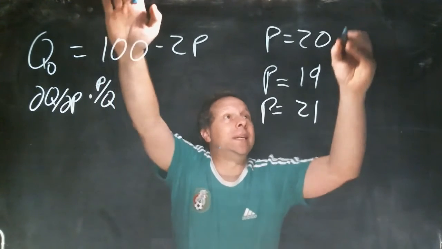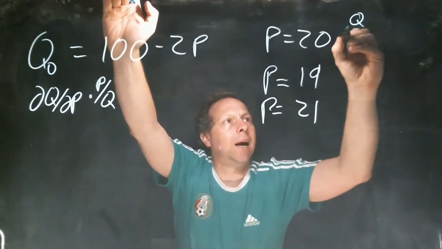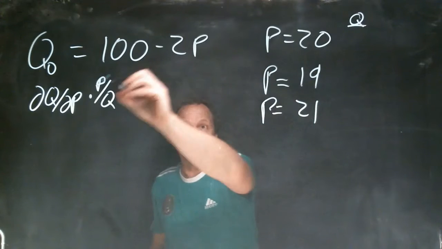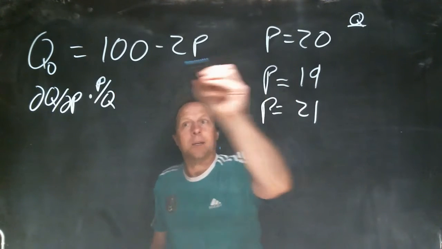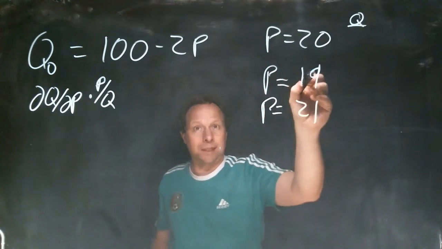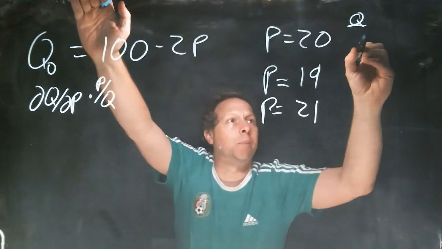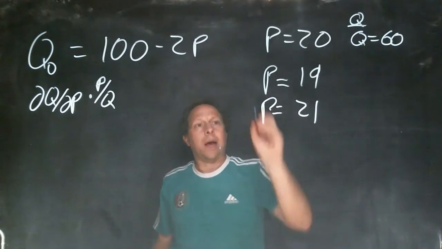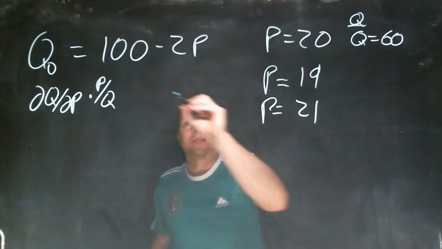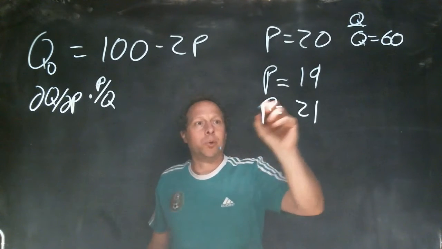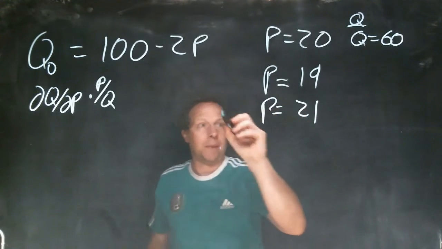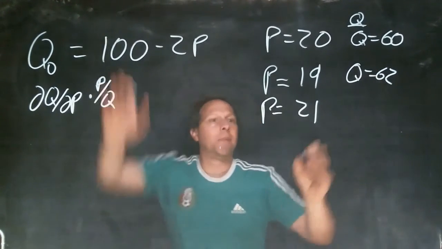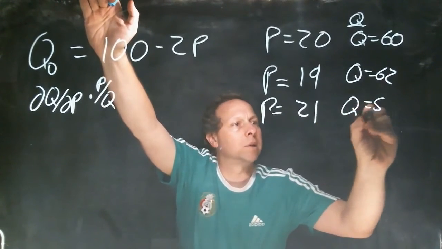Second thing we need to do is we need to solve for the quantity in each of these cases. So what we do is we take 20 here. We're going to plug it into the demand equation to see what we get. So 100 minus 2 times 20 is 100 minus 40, so that would be a quantity equal to 60. At a price of 19, this is 100 minus 2 times 19, or 100 minus 38, so quantity equals 62. And then we do the same thing for a price of 21, quantity equals 58.